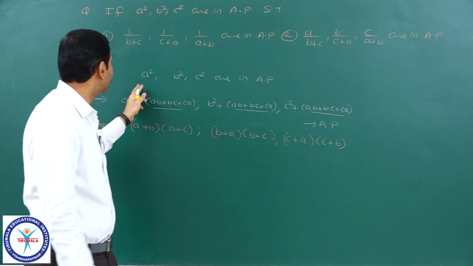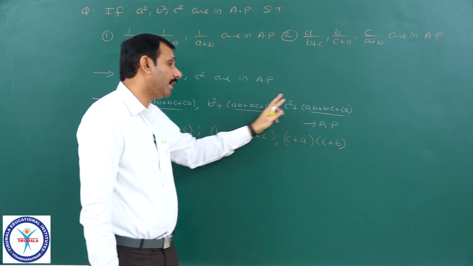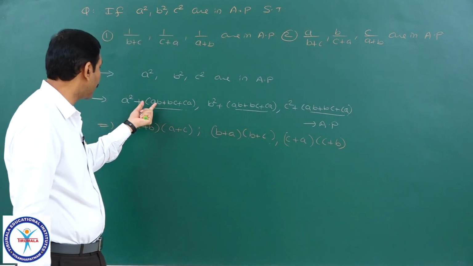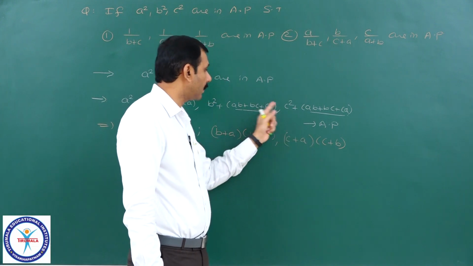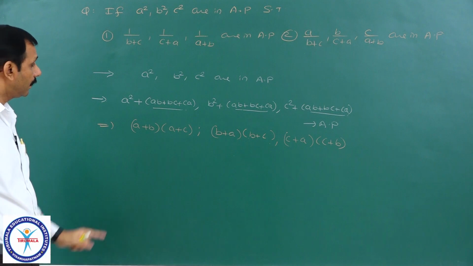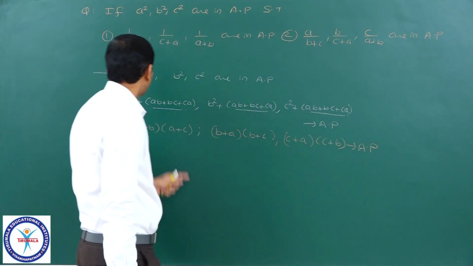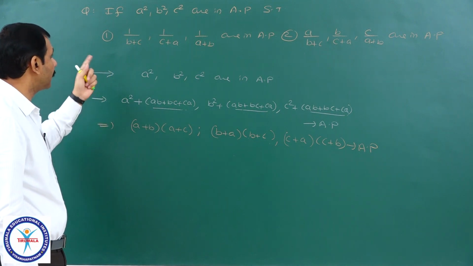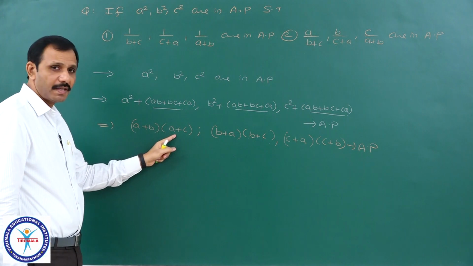I can add for the given terms. Still these three terms are in AP only. Of course, you can observe that it is product of these two terms, and it is product of these two terms. Now, I want in the denominator B plus C. They are in AP only. These are in AP only. Now, I want 1 by B plus C, 1 by C plus A, 1 by A plus C. Here A plus B, A plus C is there.